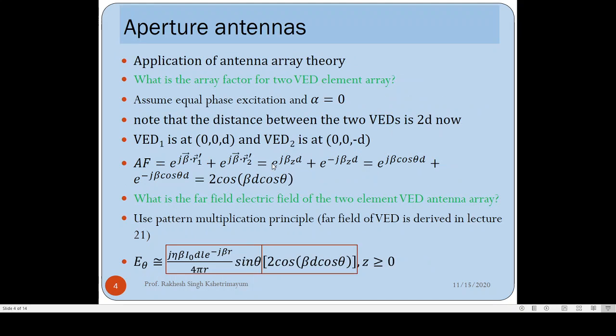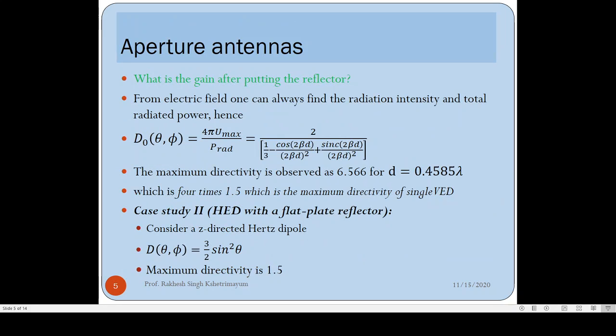So once we have the radiation pattern, we can find out the directivity. That's a very straightforward procedure. How do you find the directivity? When the electric field is known to you, you find the radiation intensity. Radiation intensity can be found from the Poynting vector. You can find the Poynting vector from the electric field. It will be E squared by eta naught, and you multiply by r squared, you get U, the radiation intensity. Once you have the radiation intensity, you integrate it over the whole solid angle, you get the total radiated power.